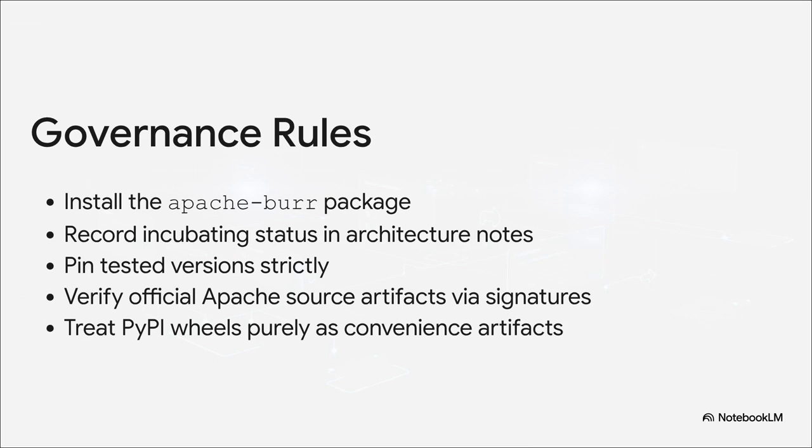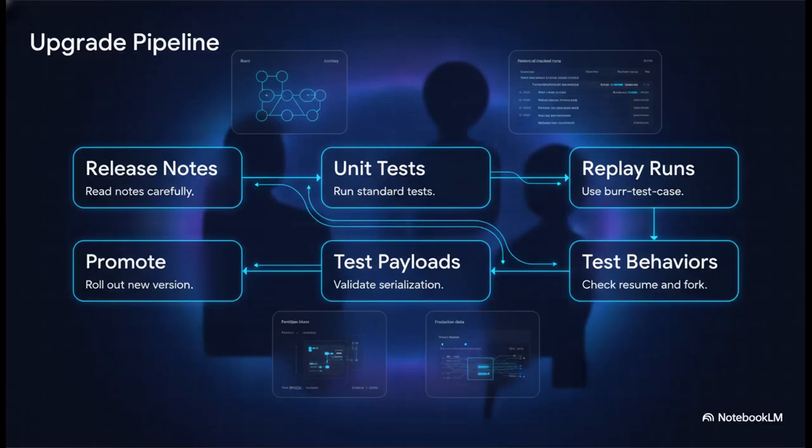In a production blueprint, you've got to pin your version strictly. And absolutely crucial here, if your enterprise has strict supply chain security rules, you should verify the official Apache source artifacts using project keys and SHA-512 signatures. Treat standard PyPI wheels purely as convenience artifacts, not the ultimate source of truth. To manage this, you've got to build a mandatory upgrade pipeline right into your CI/CD process.